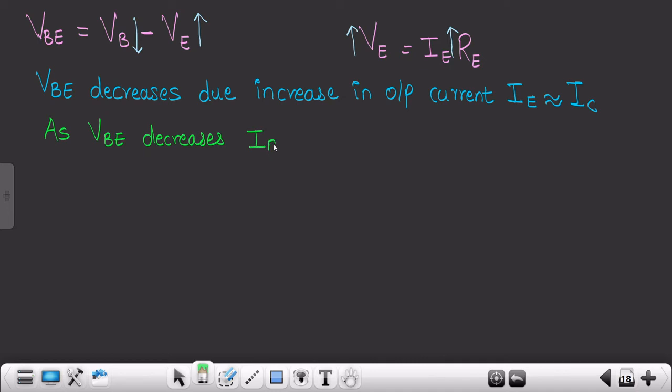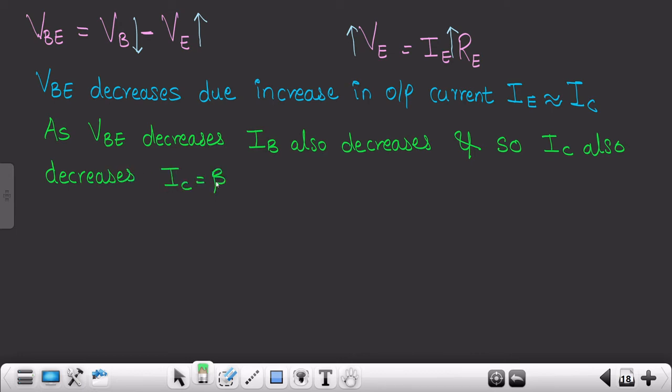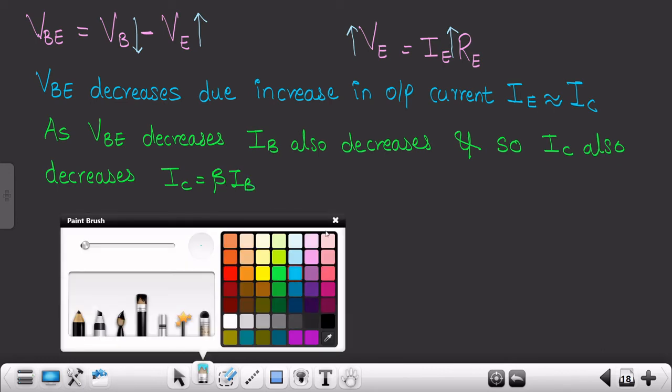IB also decreases, right? And if IB decreases, IC also decreases. Why? Because we all know that IC is equivalent to beta times IB. Great. So now you will tell me, how come, sir?